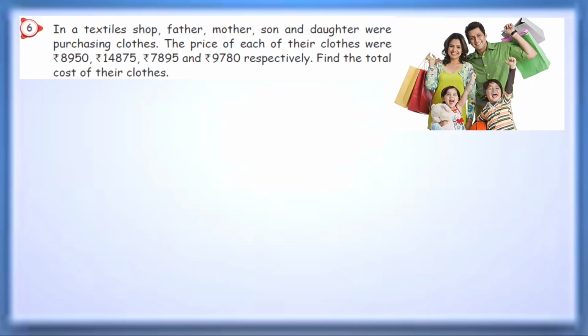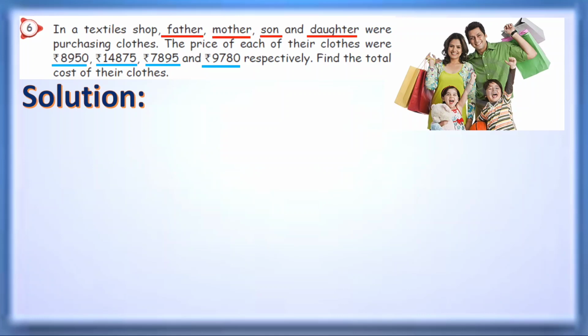So here also we are going to do the addition only because total is the hint word, right? Okay. So father got the cloth for this amount, isn't it? 8,950 rupees, and mother this amount, and son 7,000 something, and daughter 9,000 something. So that is the meaning of respectively, right? So don't change the amount for the person.